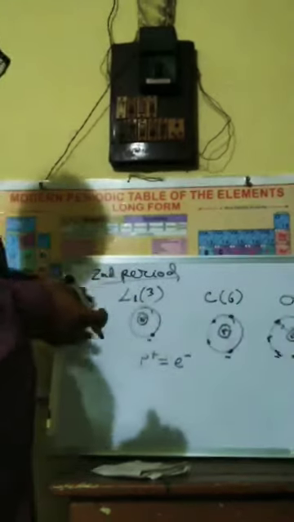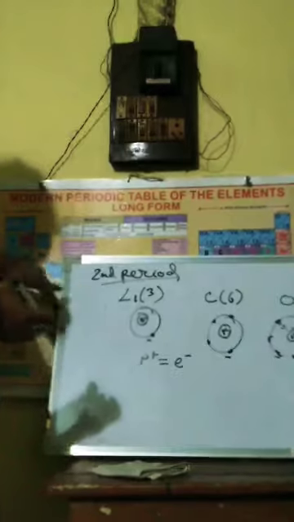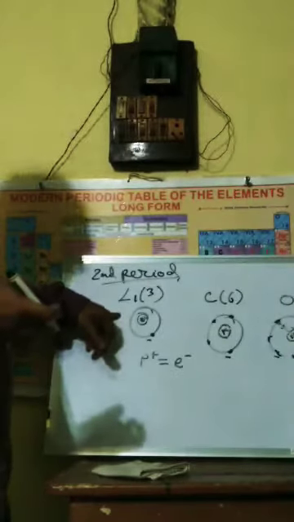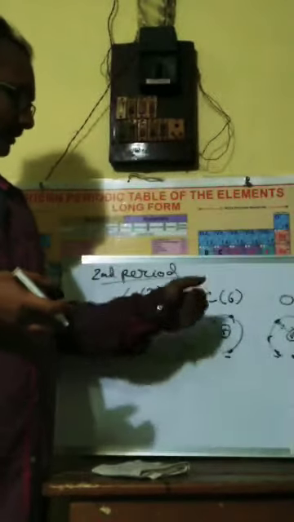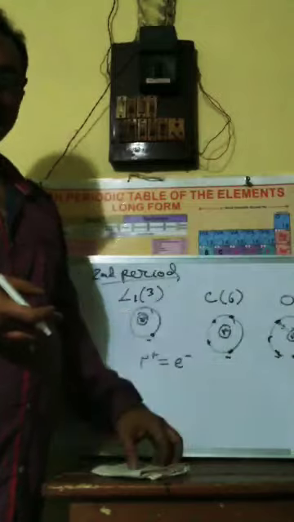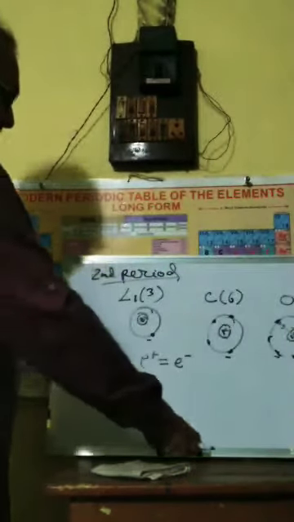So clearly, in a period, lithium will have the greatest atomic radius, and as we move across, the atomic radius is decreasing because of the strong force of attraction. Clear this one? So we can go with the other examples.